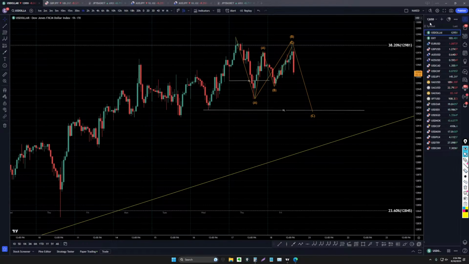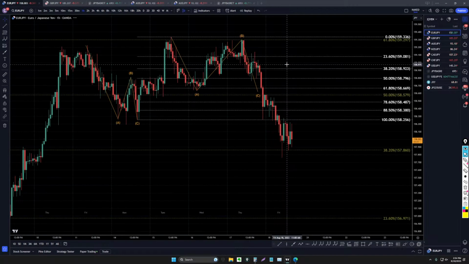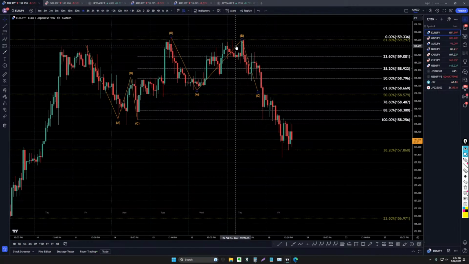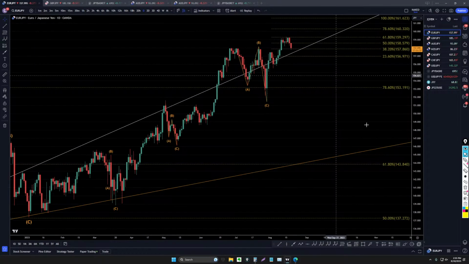So anyways, let's go check out the yen pairs, see what's up with that, and then we got some other things to look at. So nice, big short on the CAD, huh? That's a big position, definitely.